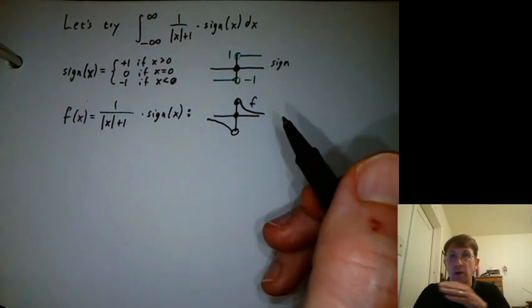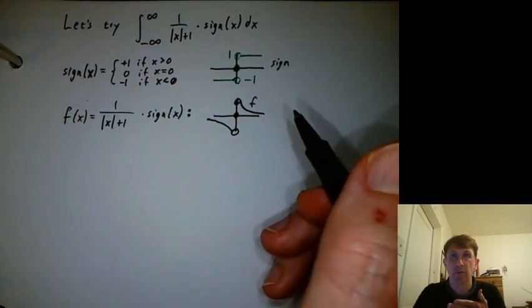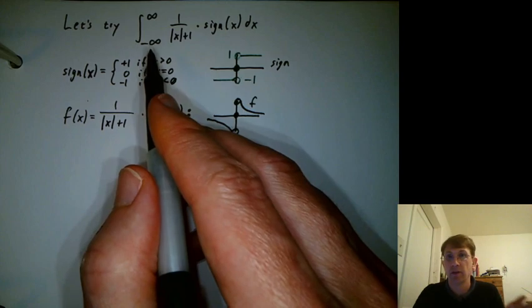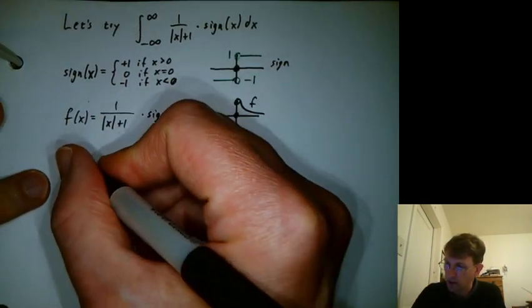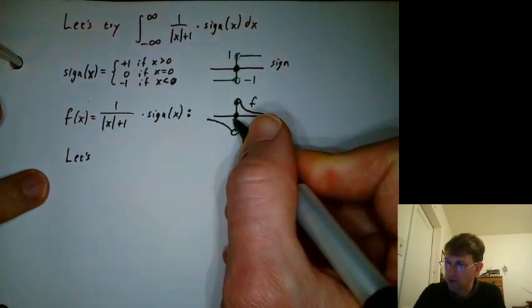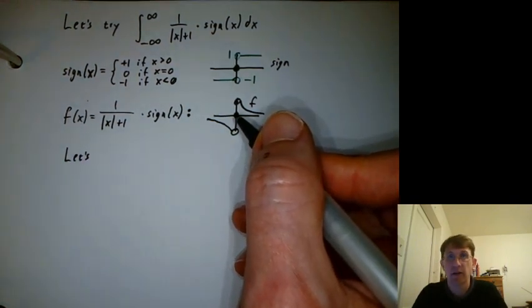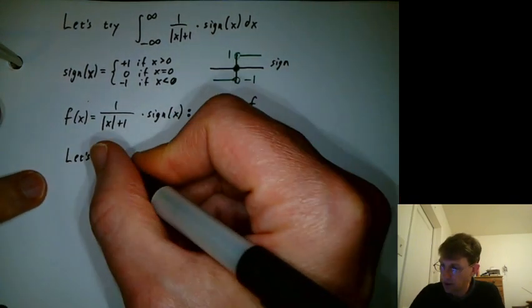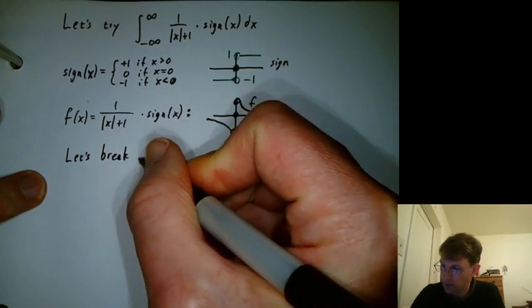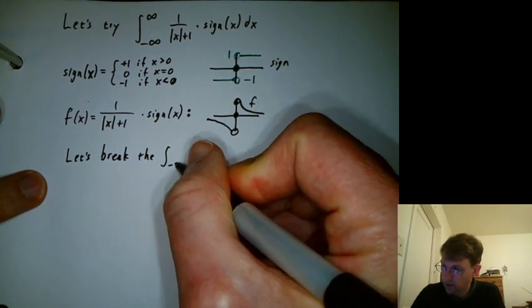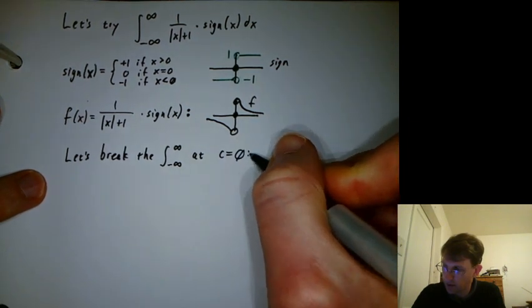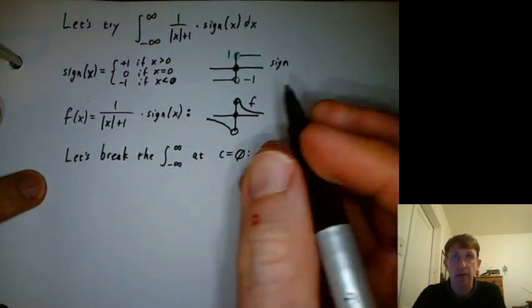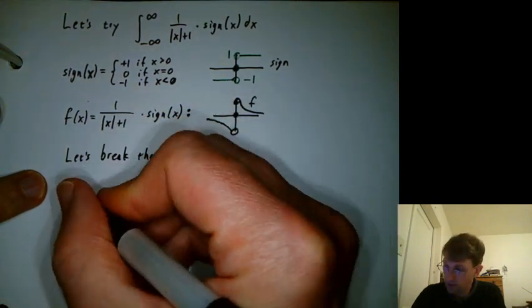Well, remember we have to break it into two parts. So we can integrate from negative infinity up to something, and then from that thing up to positive infinity. Let's break it at 0. That seems to be the obvious symmetric place to break it. So let's break the integral from minus infinity to infinity at c equals 0. So let's take a look at the right half of it.